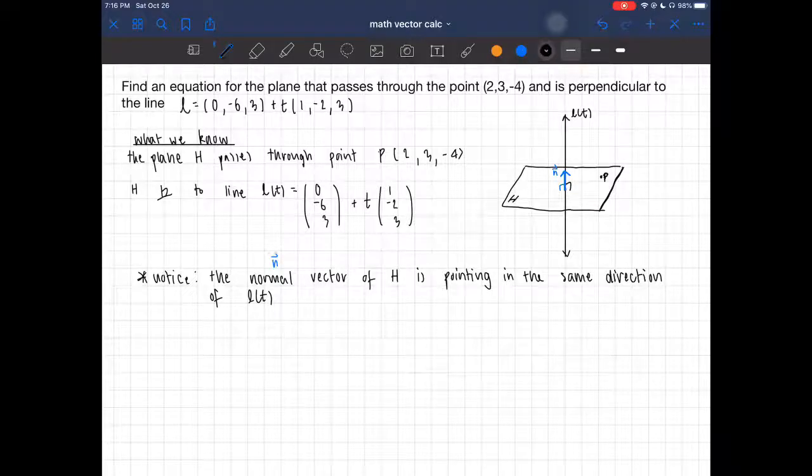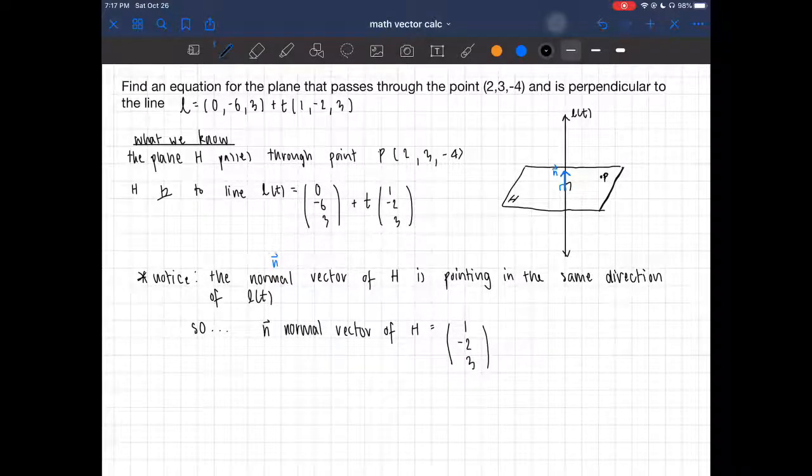So because of that, the normal vector, I denote it as n with a little arrow on top, is equal to the direction vector of the line L of t, because they're pointing in the same direction, which is (1, -2, 3). Okay, that's the first part that we should notice.